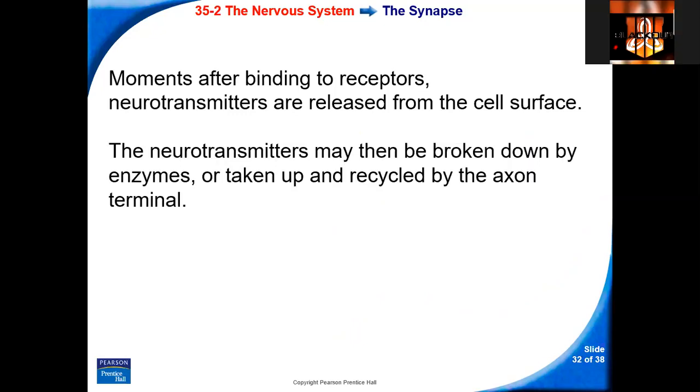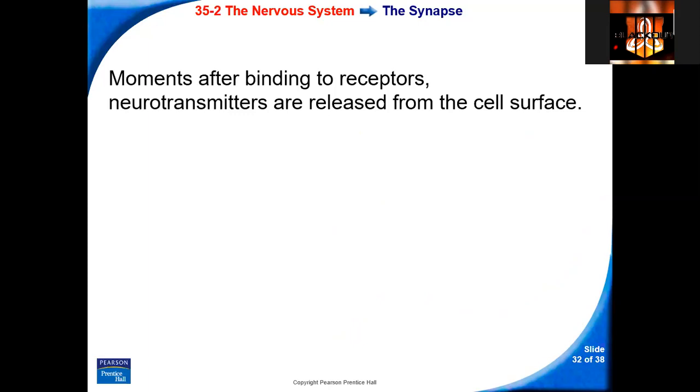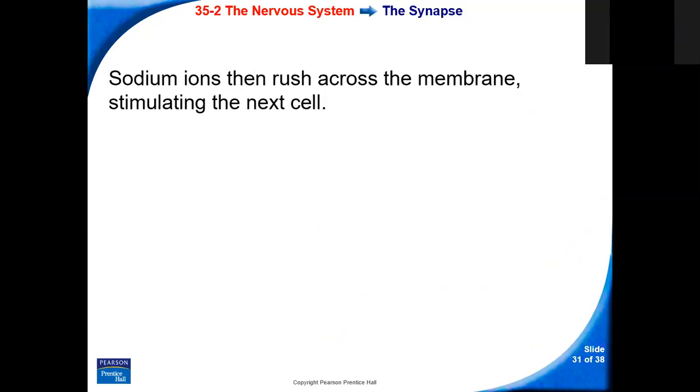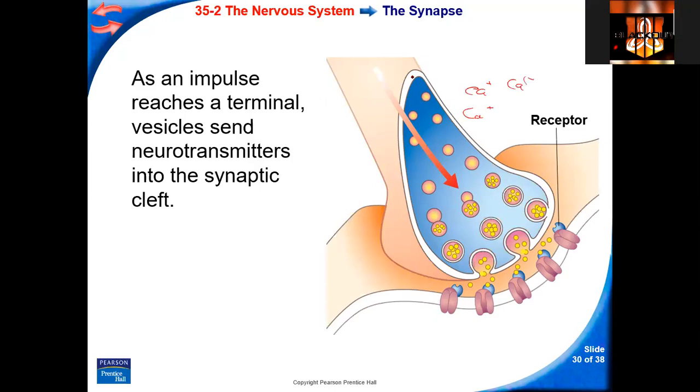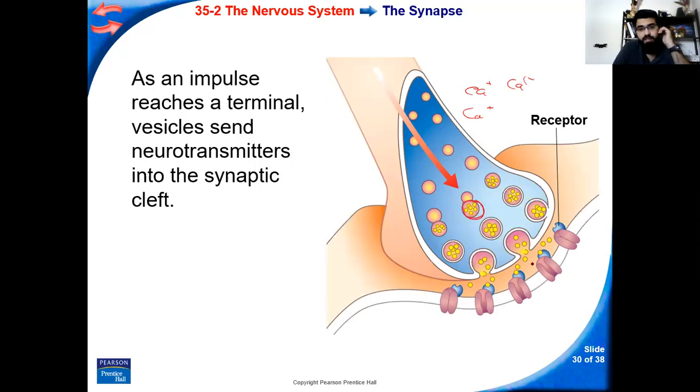Mister, I have a question. What does calcium do again? Calcium is found in the fluids outside the neurons. Yes, it's found here outside. When it diffuses inside, it helps the vesicles to fuse with the membrane and release the neurotransmitters.